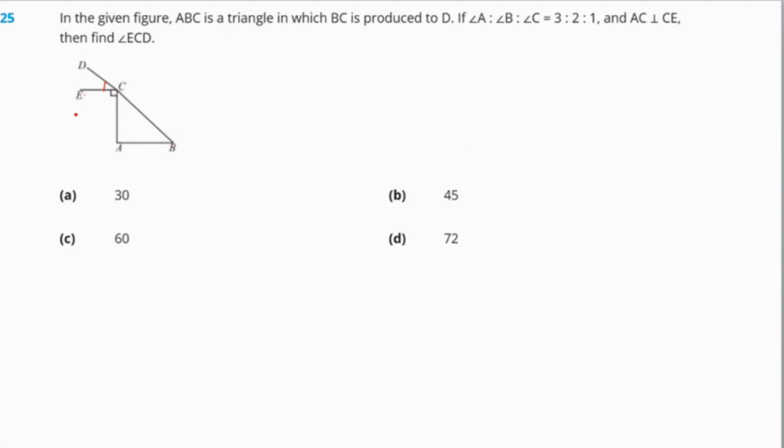Since the ratio of the angles of ABC is given to us, we know the sum of angle A plus angle B plus angle C needs to be 180 degrees.